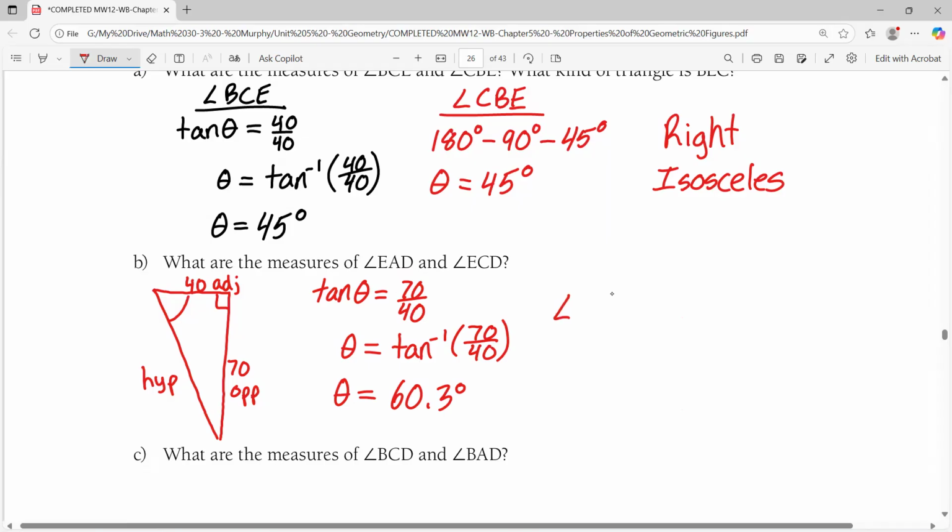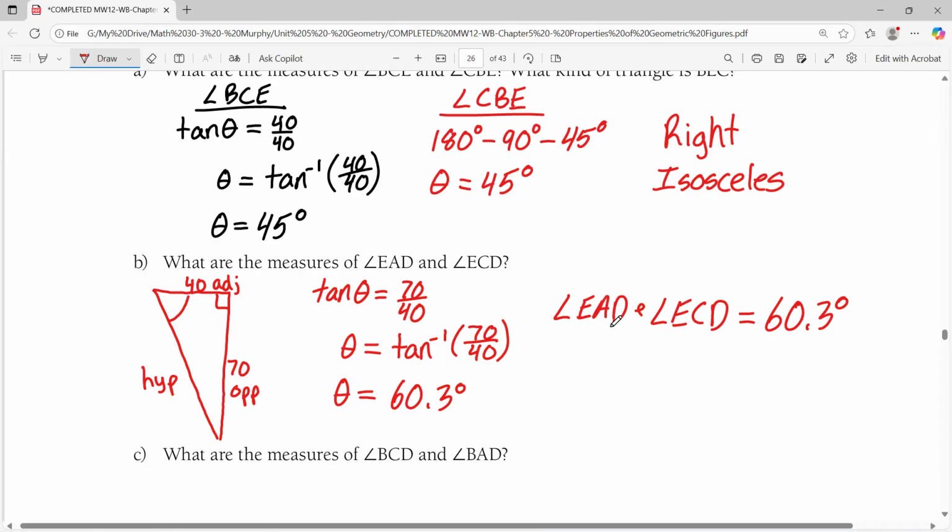So angle EAD and angle ECD equals 60.3 because they're equal. And then our last question. What are the measures of angle BCD and BAD?